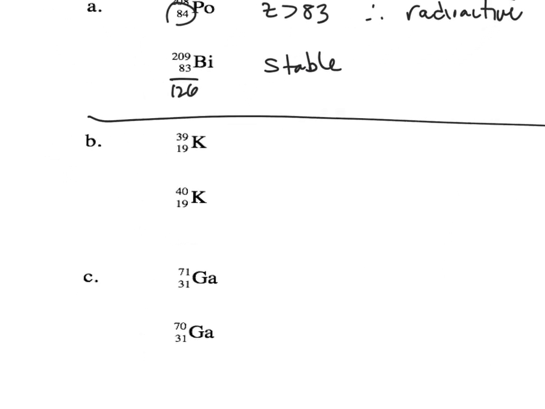All right, the next set is potassium-40 and potassium-39. Let us take the difference. 39 minus 19 is 20. Here you see an odd number of protons and an even number of neutrons. So you want to look at that.